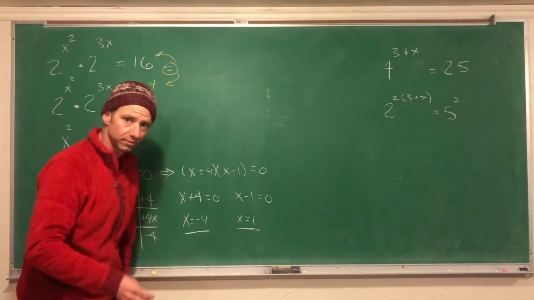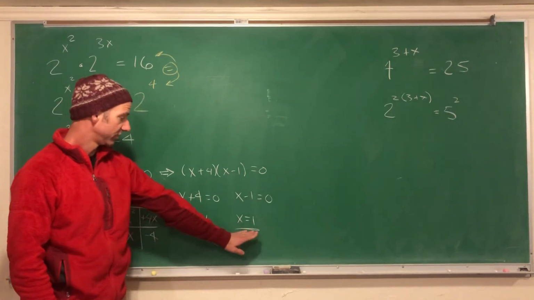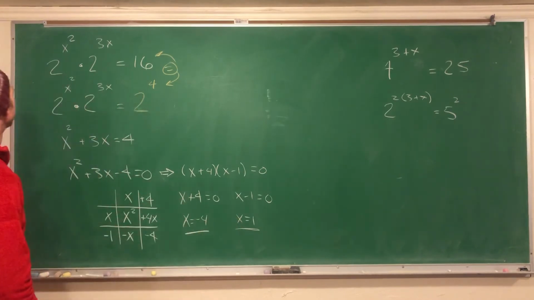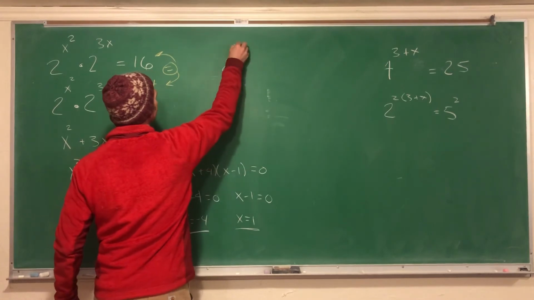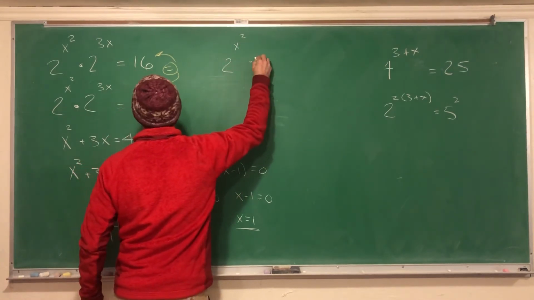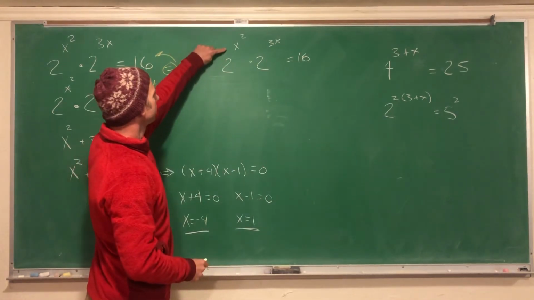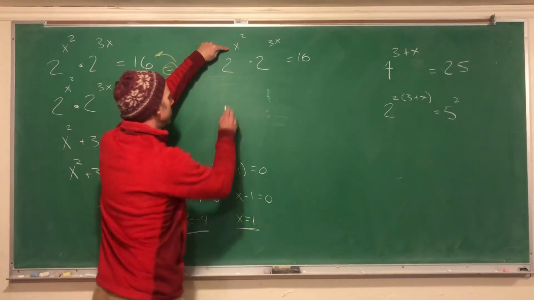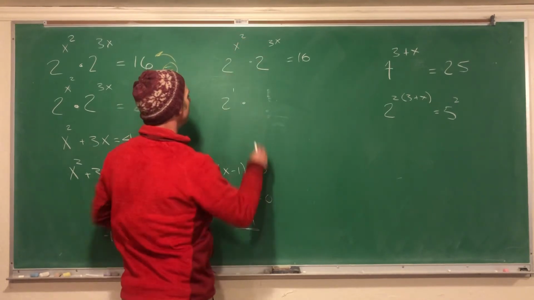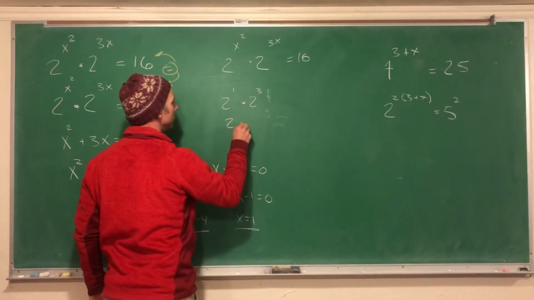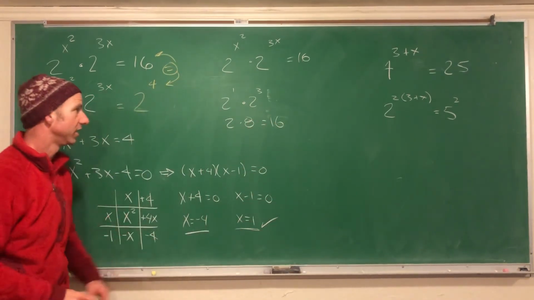Okay, I have two answers here. Do both answers work? Are they valid? Let's give it a quick try. Let's try 1 first. I'll go back to my original equation: 2 to the x squared times 2 to the 3x equals 16. Let's try 1. 1 squared is 1, so 2 to the 1, and then 2 cubed, that's 2 times 8, which is 16. So that one works. Let's try negative 4.